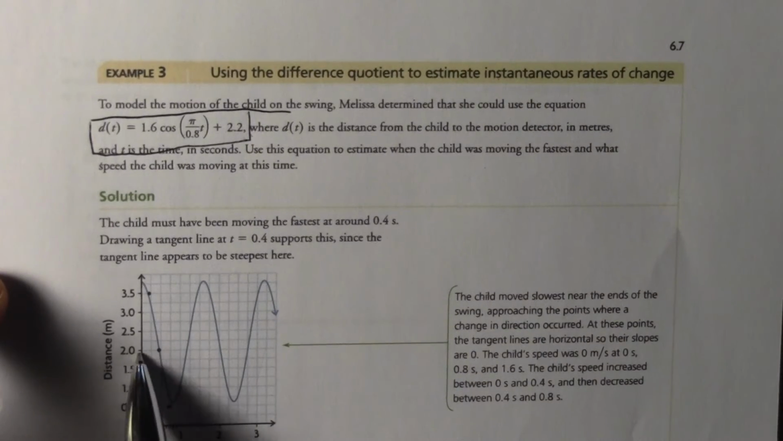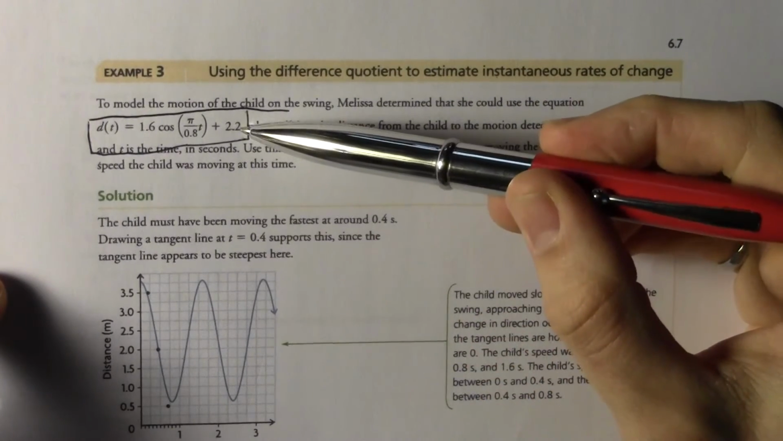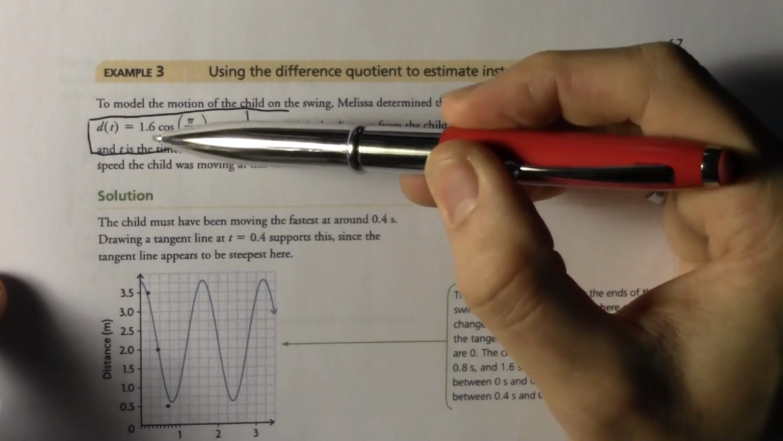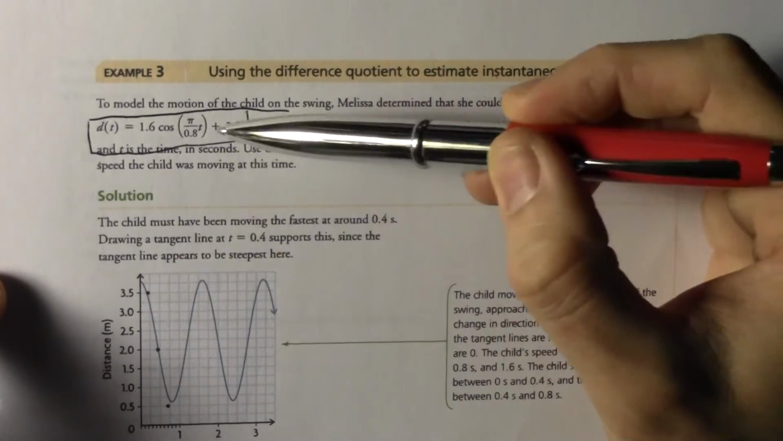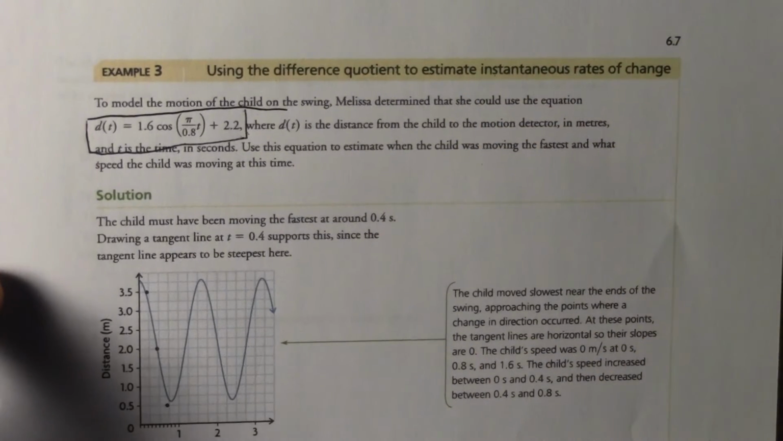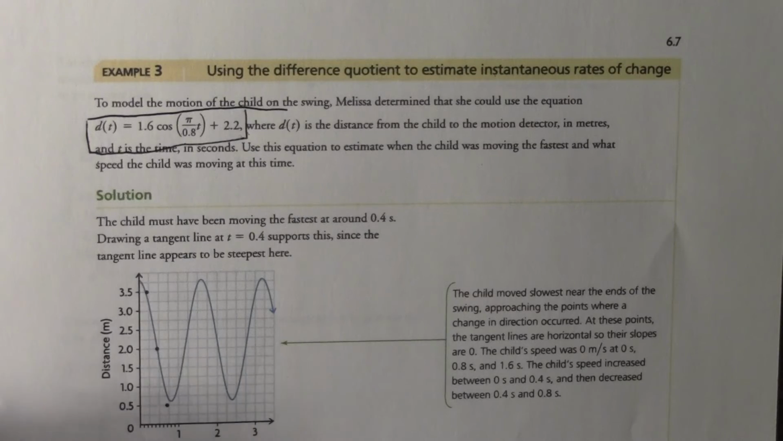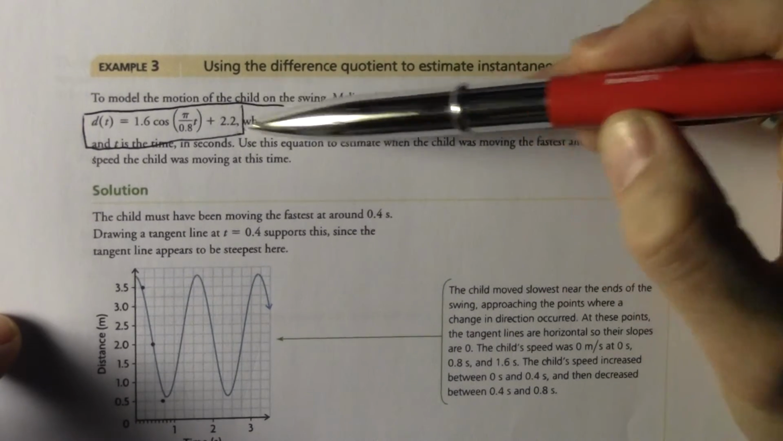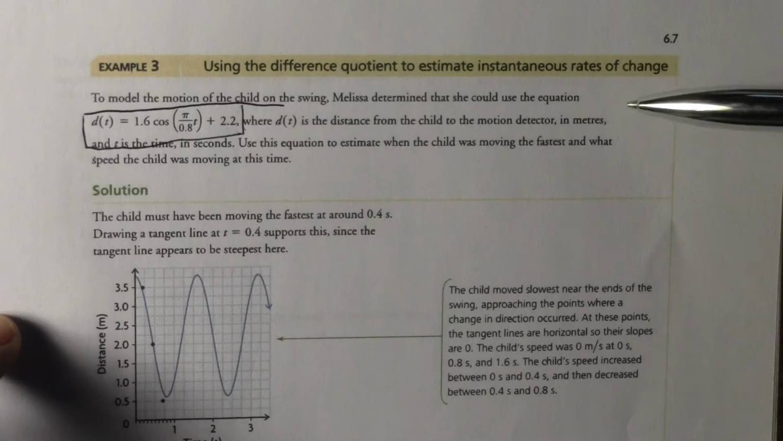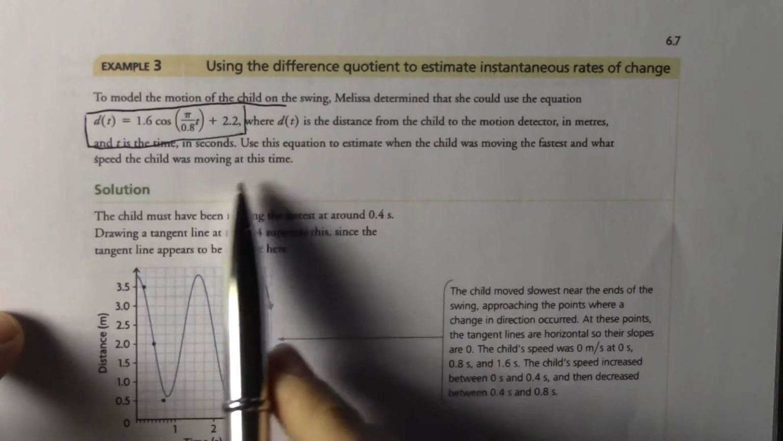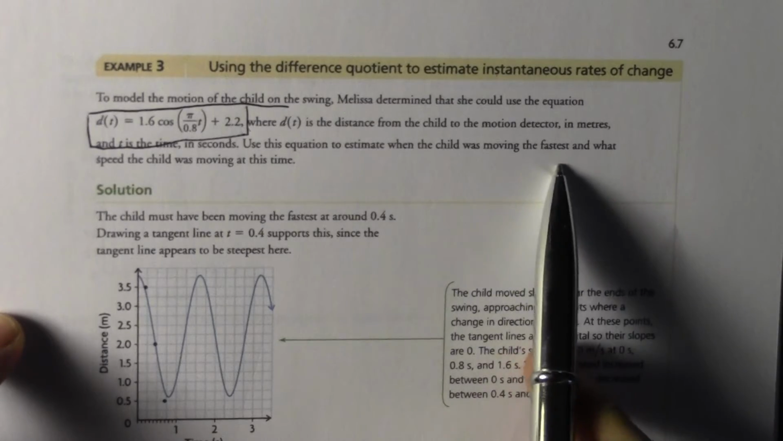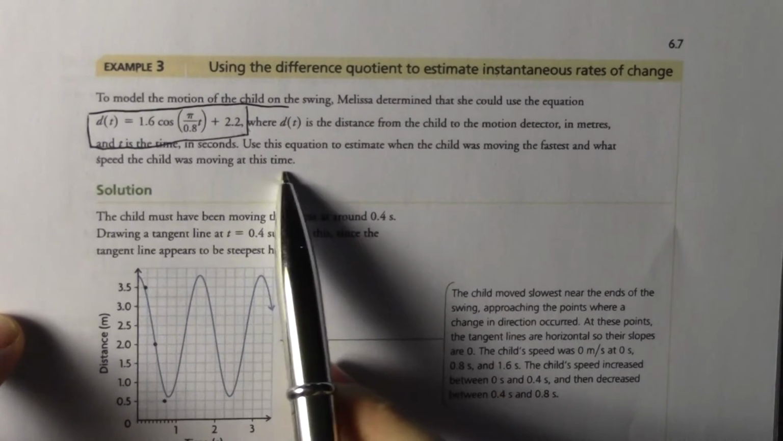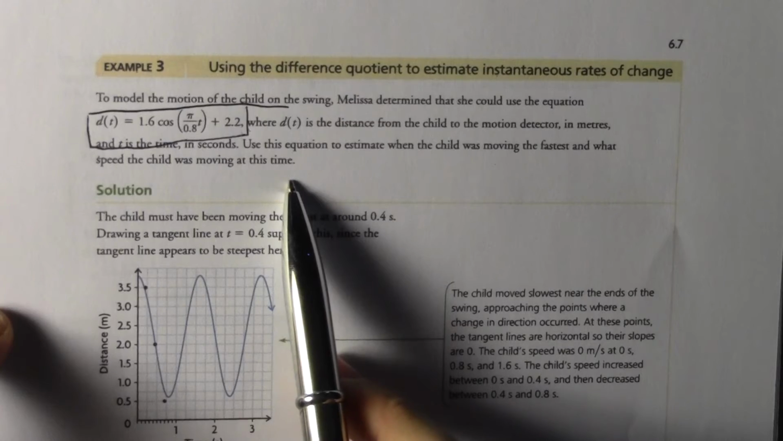So this, you should be able to see that you can find this value, you can find this value just by looking at the maximum and minimum points of the graph. Okay, and then you find this value by translating it. So we come up with the equation and then we ask, use this equation to estimate when the child was moving the fastest and what speed the child was moving at this time.